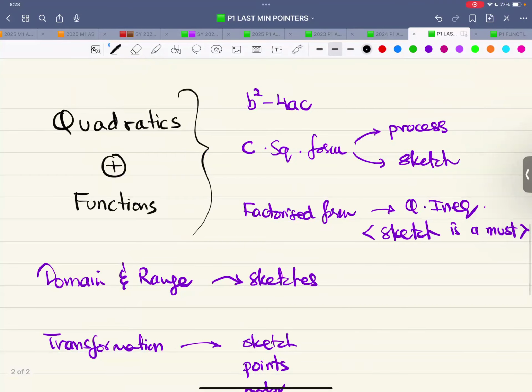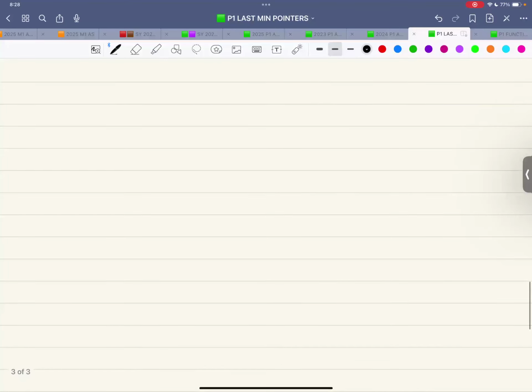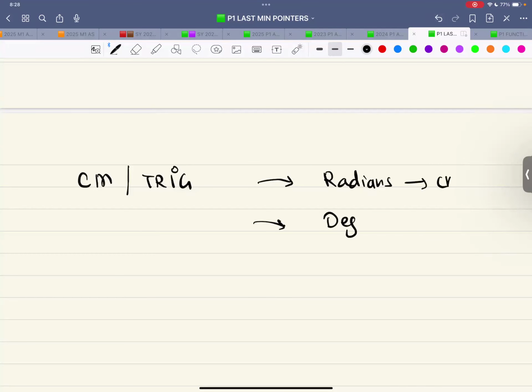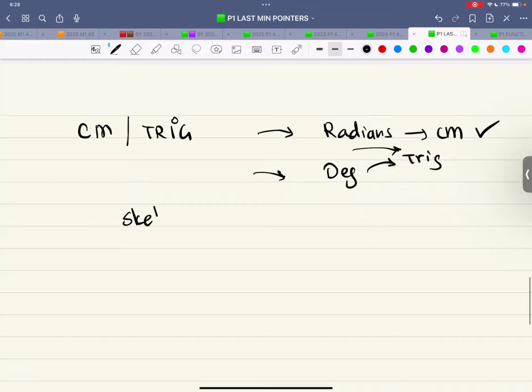So that's more or less quadratics and functions. And then if I talk about circular measure, trigonometry: whenever radians is required, make sure the calculator is in radian mode. If degrees are required, use degrees. Radians, circular measure, no compromise. Degrees could be in trigonometry, and radians could also be in trigonometry. We have to sketch the idea.